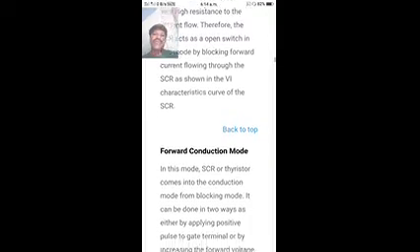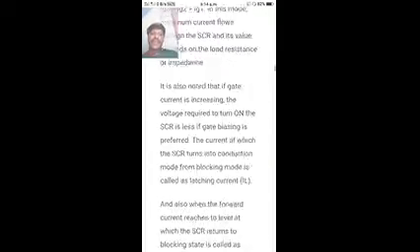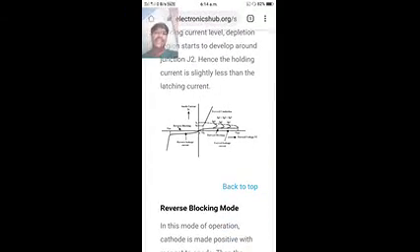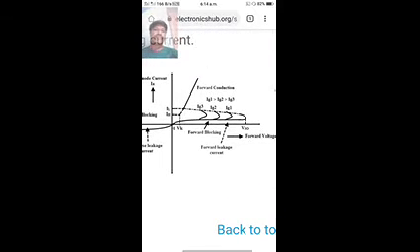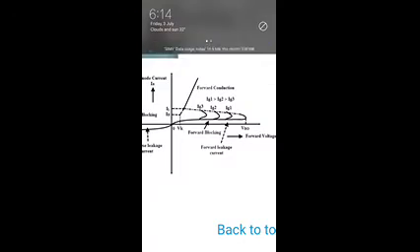That is shown in the VA characteristics. Let us see the VA characteristics. So this is the forward blocking mode. This is the small amount of leakage current. Up to this is the forward blocking mode.